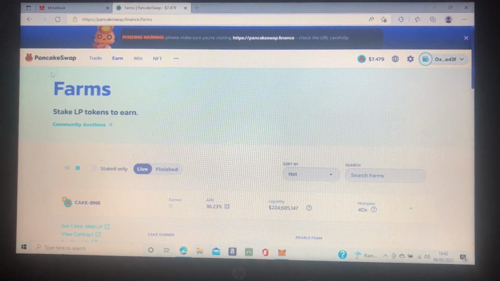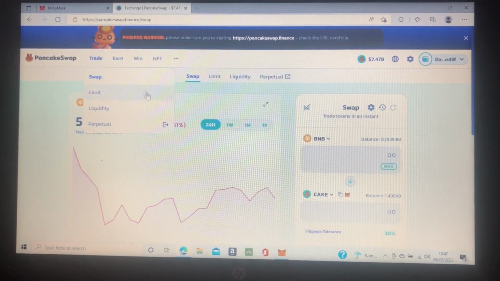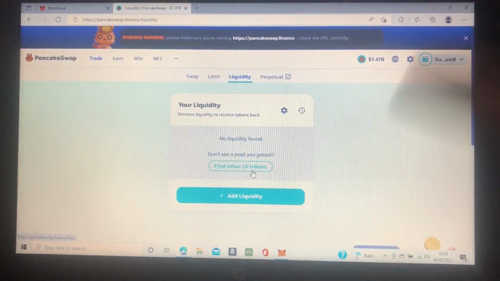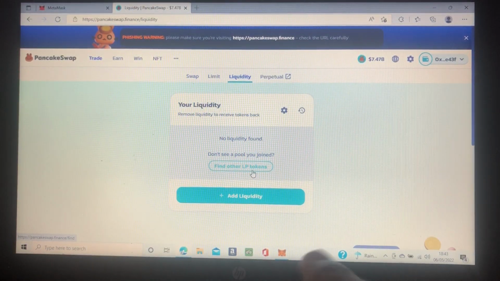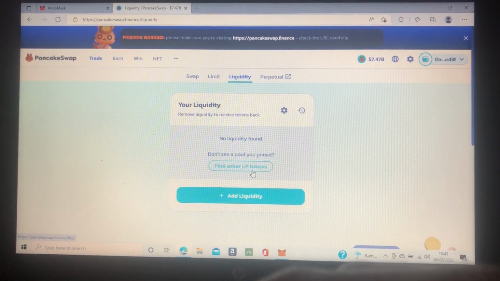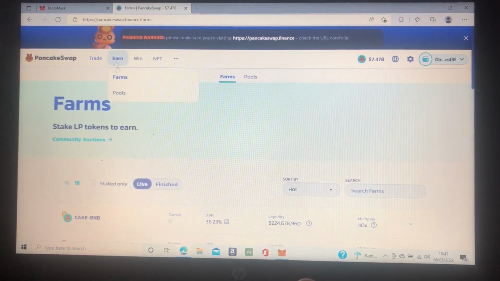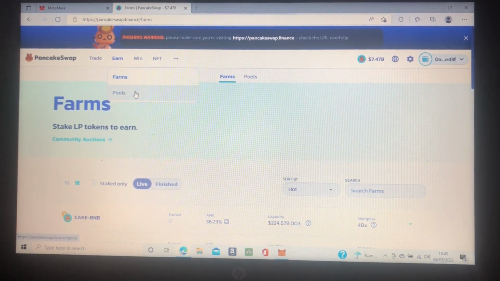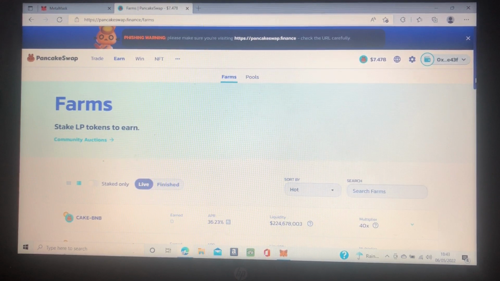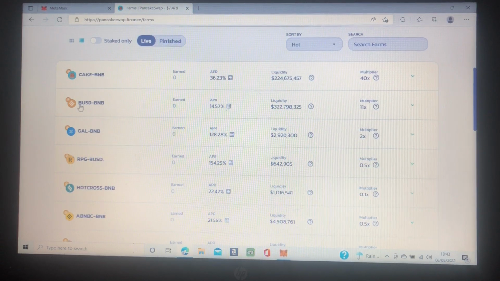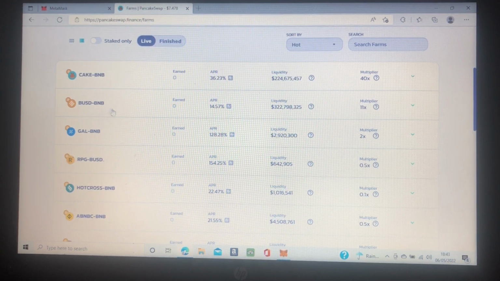I can now go back to the previous page where we had trade, this liquidity. I can now come back here and sell my liquidity pool tokens. When I sell it back, I get my money in Cake and in BNB separately. That's just it for farms and liquidity. So these farms basically sum up everything about yield farming, and I believe this is clear enough. So you can see the APR for other liquidity pools and their pairs, the liquidity, 322 million, the multiplier, and all what's not.